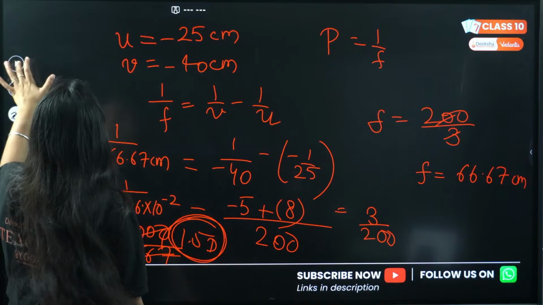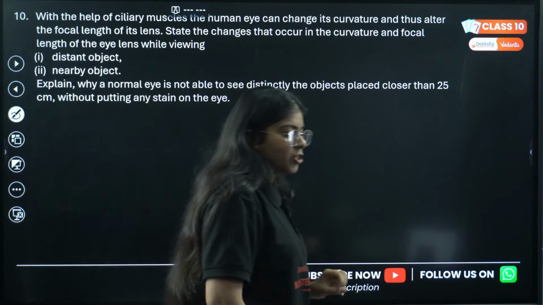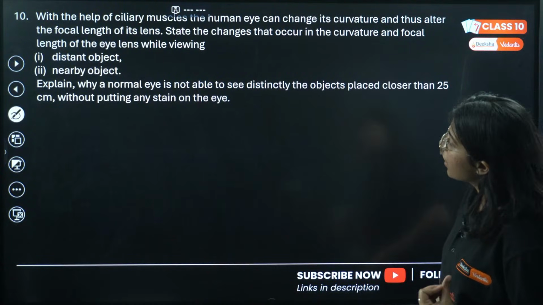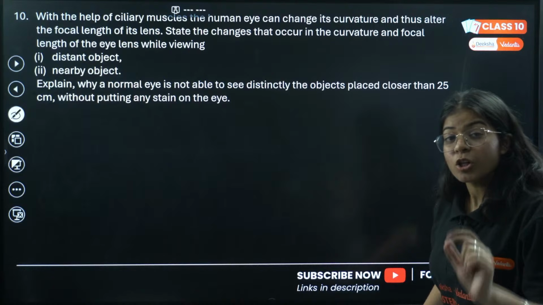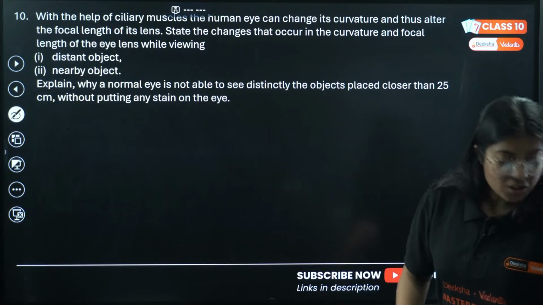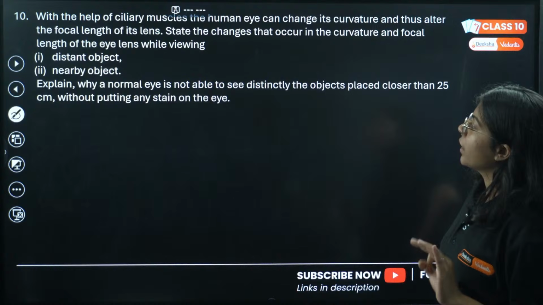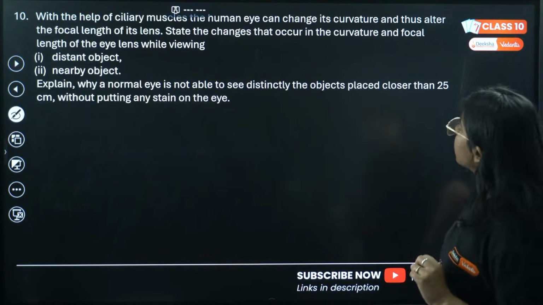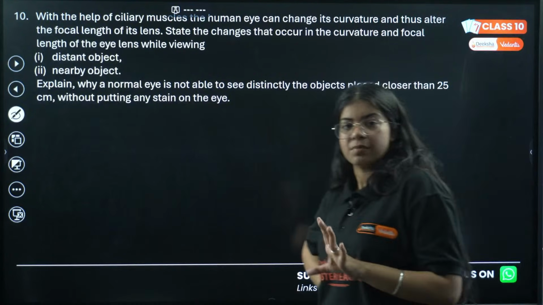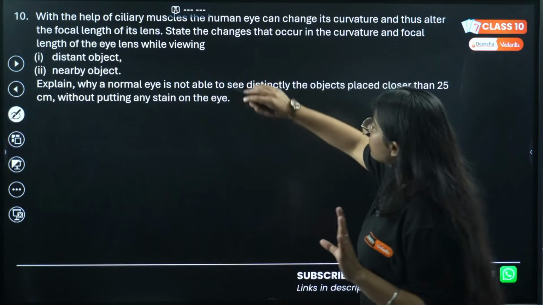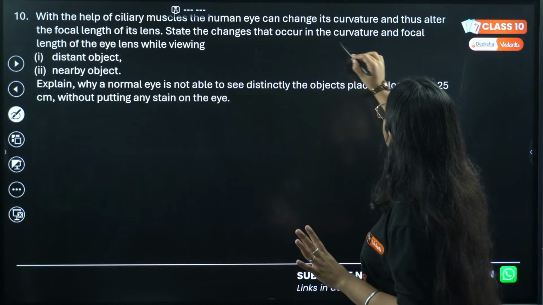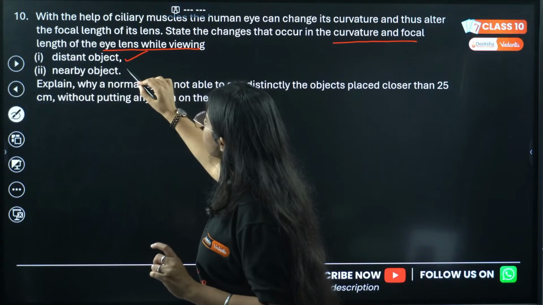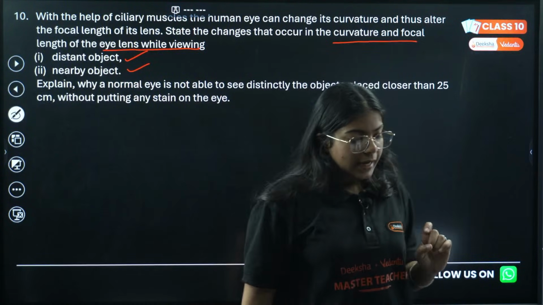Okay, moving on to the last question of this live session, the 10th question, which says, with the help of ciliary muscles, the human eye can change its curvature and thus alter the focal length of its lens. Correct? Then they ask to state the changes that occur in the curvature and focal length of the eye lens while viewing a distant object and a nearby object. This is also a conceptually strong question, so just stay for a few minutes. Very important.